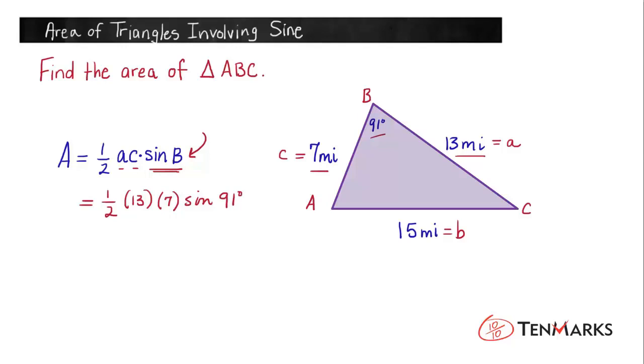Again, be careful that your calculator is in degrees and not radians, and just evaluate this in your calculator. If we round it to the nearest tenth, it's going to be 45.5, and our units are going to be miles squared. Now, let's look at another question.